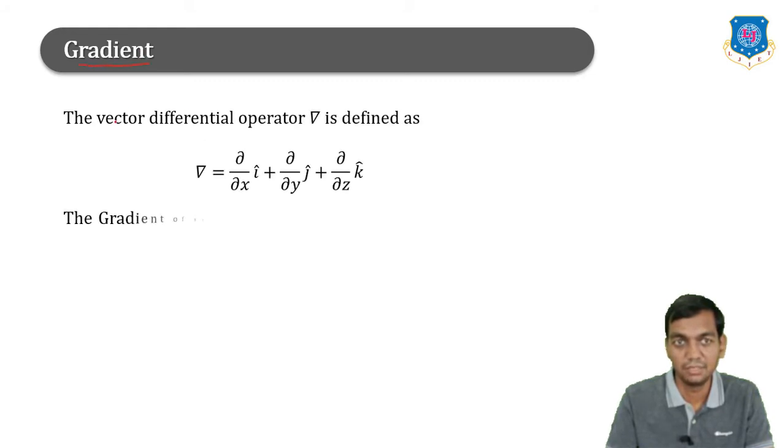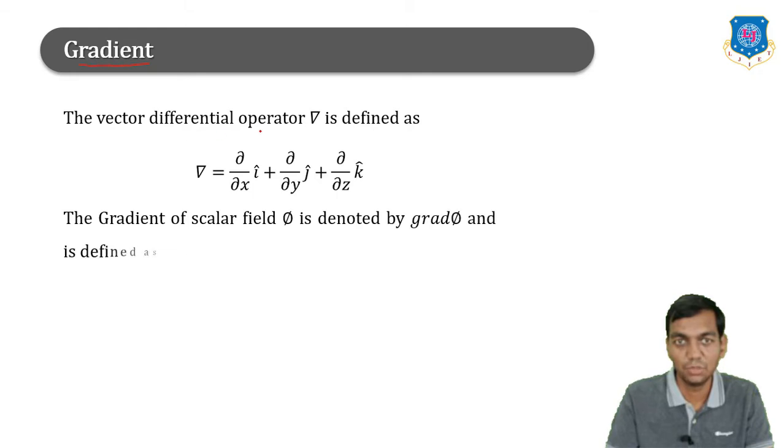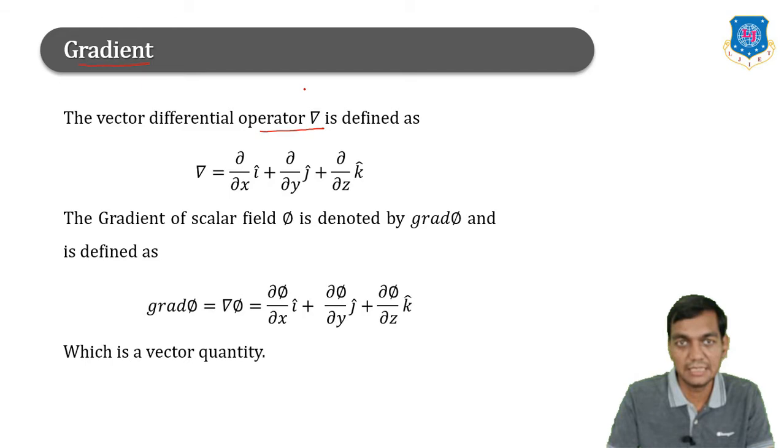Now for a gradient, we are defining the differential operator delta. Delta, basically, it is a nebula. Nebula is defined as i into del by del x plus j into del by del y plus k into del by del z. Here del by del x, del by del y, del by del z are treated as an operator. They are not operated on i, j and k. So basically it is a vector quantity.